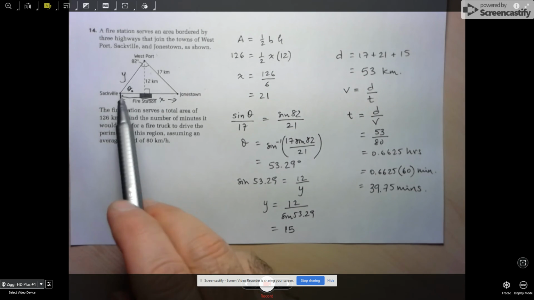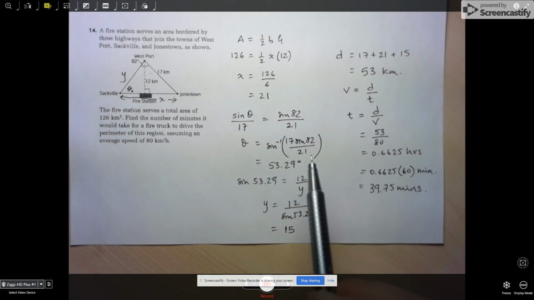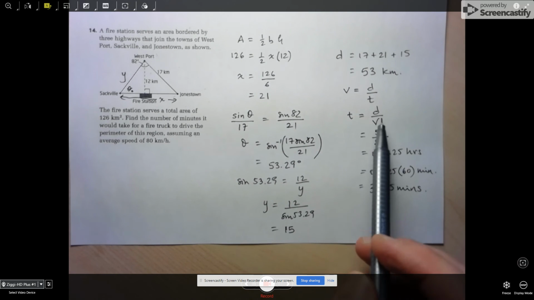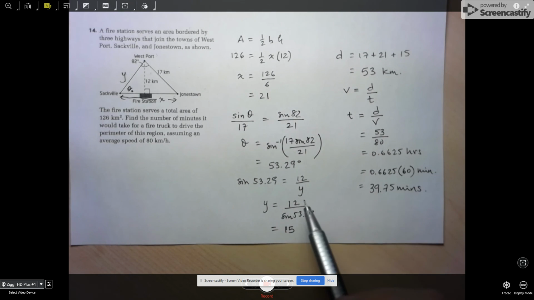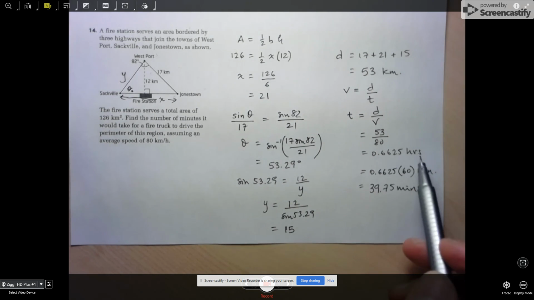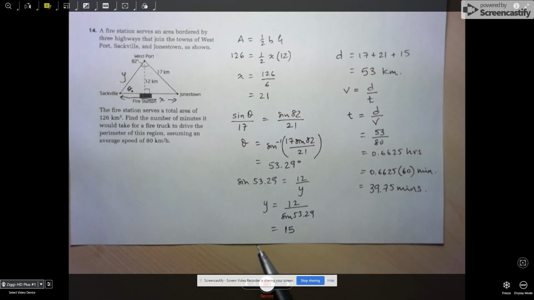From there, we found the perimeter, and then we used our formula for velocity, distance, and time to determine how long it would take. But the answer we got was in hours. We just had to multiply by 60 to determine how many minutes. All right, that's it for this one.